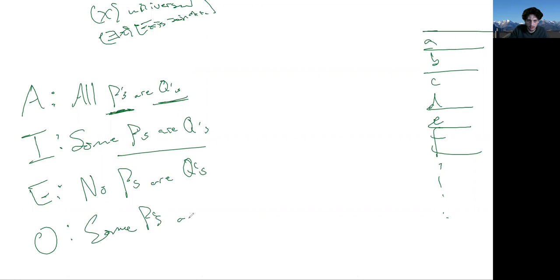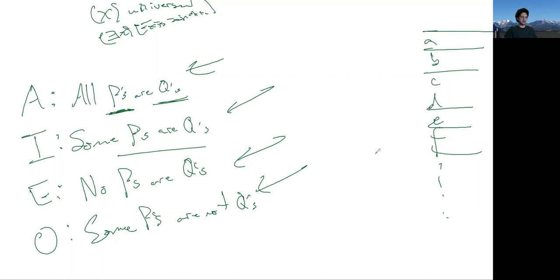no P's are Q's, some P's are not Q's. These are the four different combinations of universal or particular on the one hand, and affirmative or negative on the other hand. We're saying every P is a Q, or no P's are Q's, or some P's are Q's, or there are some P's that are not Q's. Those are the four different ways that two classes of things can interact. Think about any two classes; they're going to have at least one of these four relationships.